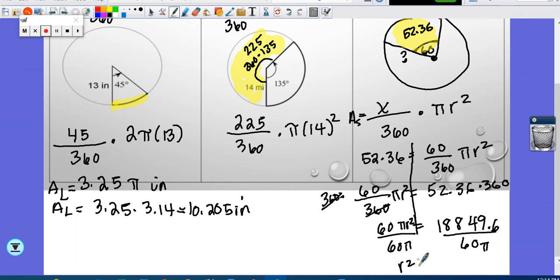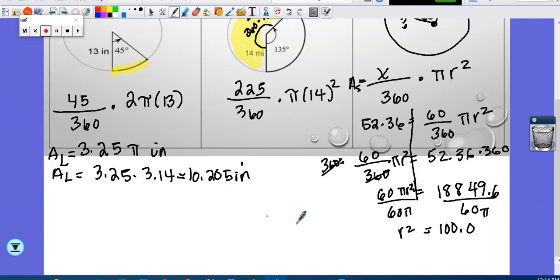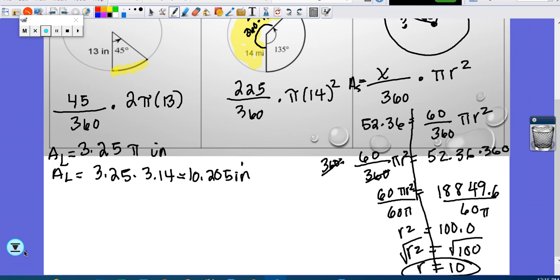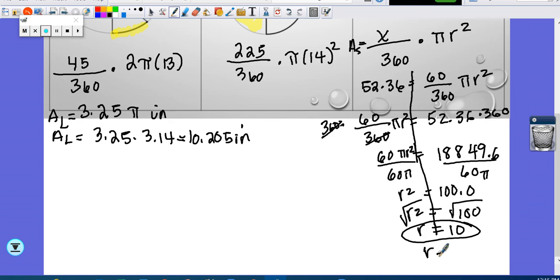which is equal to 100.0. And then to get the inverse of something squared, it means to take the square root. So that means the radius is equal to 10. And the units here are going to be 10 centimeters. So r equals 10 centimeters. And you can always substitute this back in and see if you got the right answer.